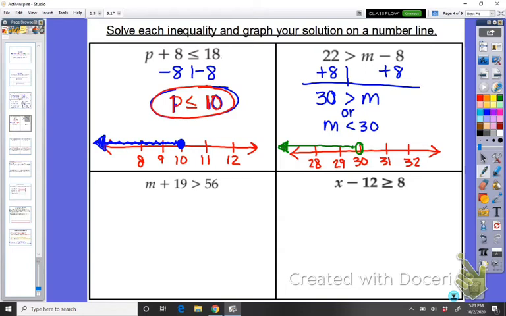All right, so I want you to try these two underneath, solve them and graph them. And you might see that I request your answer in Delta Math here after the video. So you can do the work on there for those two problems.